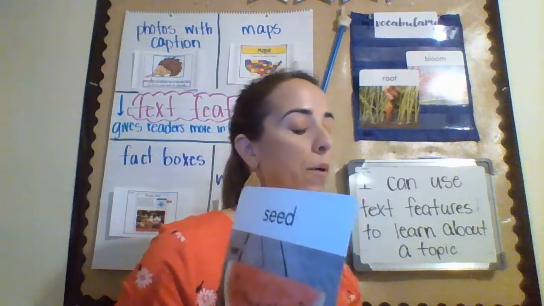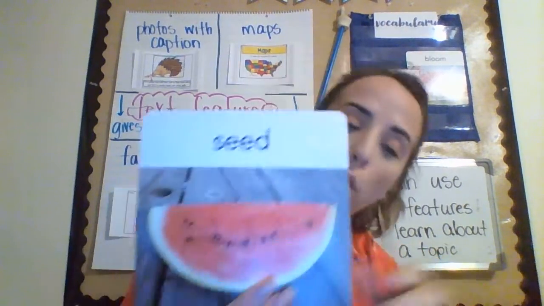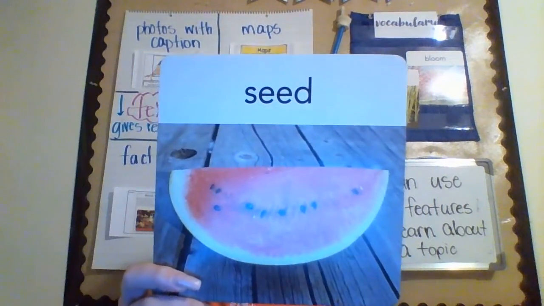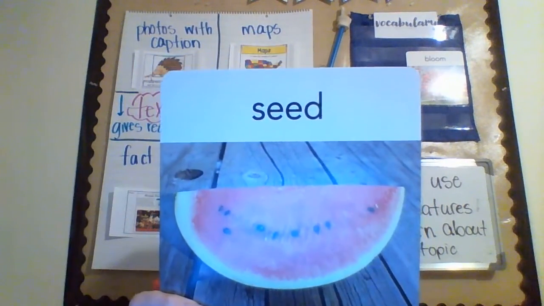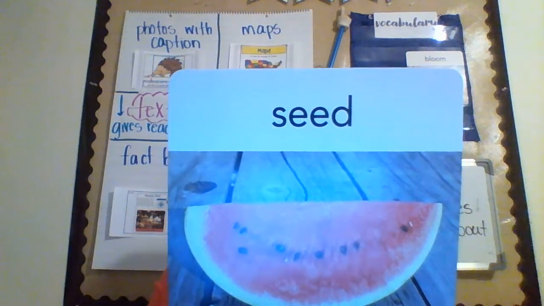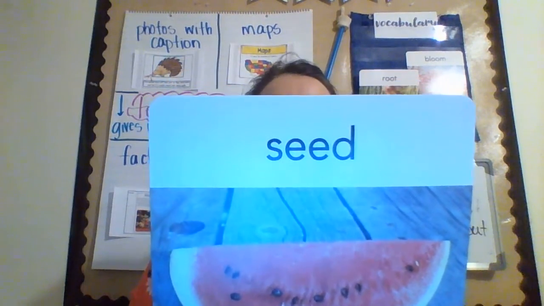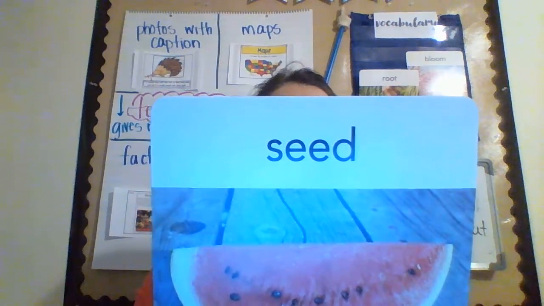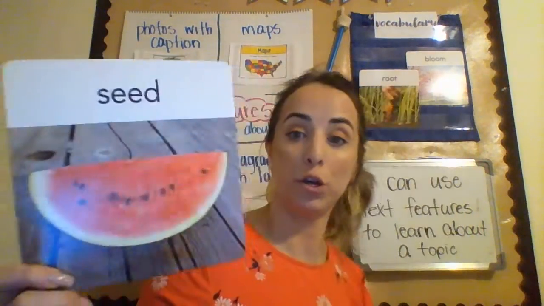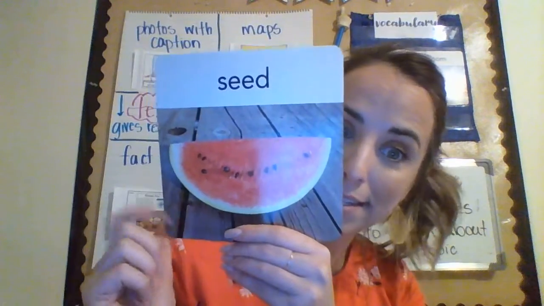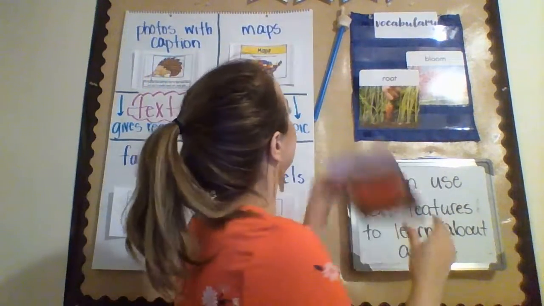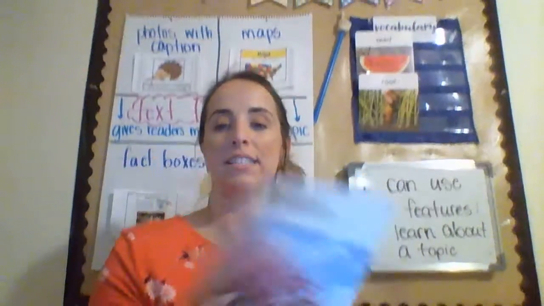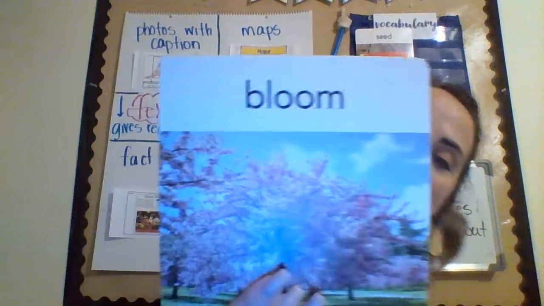So our first word that we thought about is seeds. Say seed. A seed is a small hard part of a plant that can grow into a new plant. Okay, so be careful. Do you want to eat these seeds? No. All right, our next vocabulary word is bloom. Say bloom.